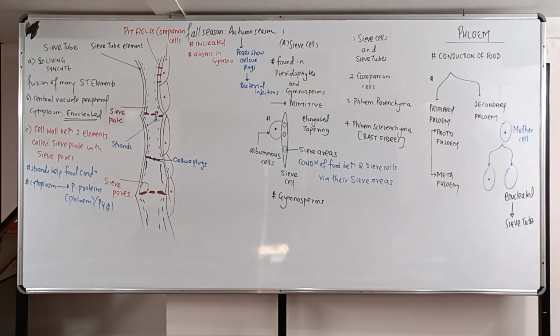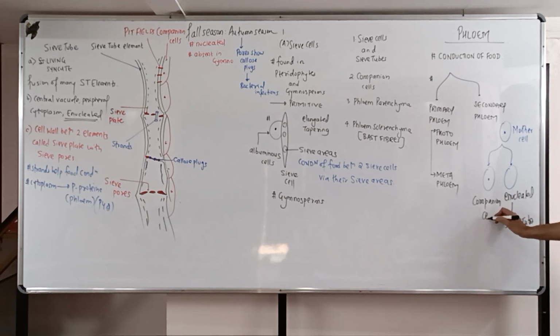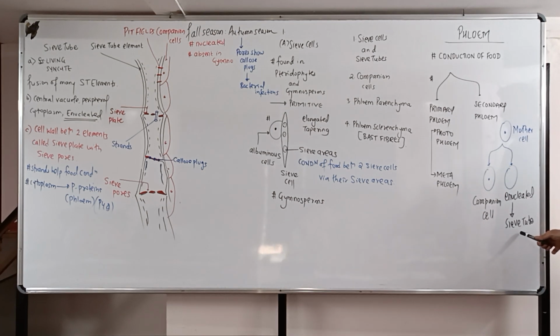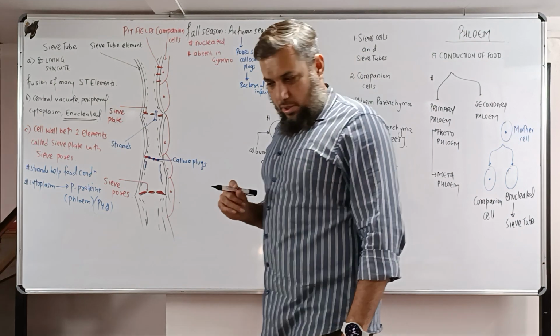So, as they have the same mother, this cell will remain with the sieve tube element and help her with her nucleus. So, what should we call it, children? We should call it a companion cell. So, companion cells and sieve tube elements come from the same mother cell. Hope you know? Yes, sir.